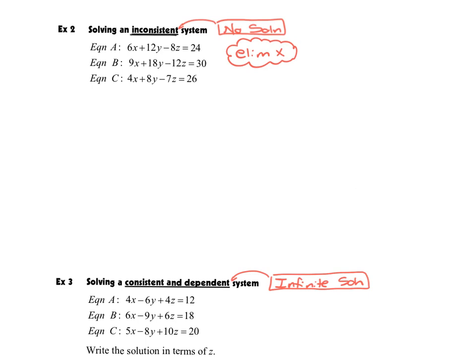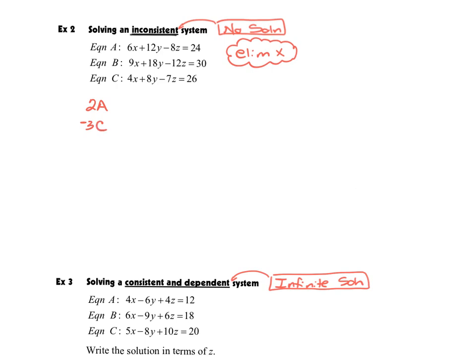Now, our goal when we eliminate a variable is to get the coefficients to match, but their signs to be opposite. So in order to eliminate an x, what I'm going to do in my first step is I'm going to take equation A and multiply it by 2, and I'm going to take equation C and multiply it by -3.